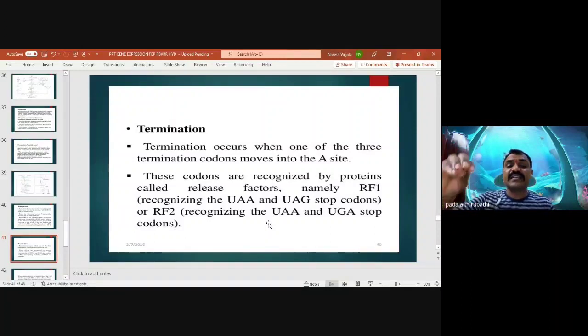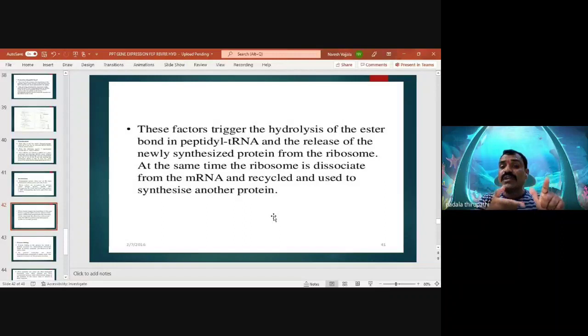When these factors recognize the stop codons, UAA or UAG and UAA and UGA, these factors trigger the hydrolysis of the ester bonds in peptidyl tRNA and the release of the newly synthesized protein from the ribosome. At the same time, the ribosome is dissociated from the mRNA and recycled and used to synthesize another protein. It is a continuous process.